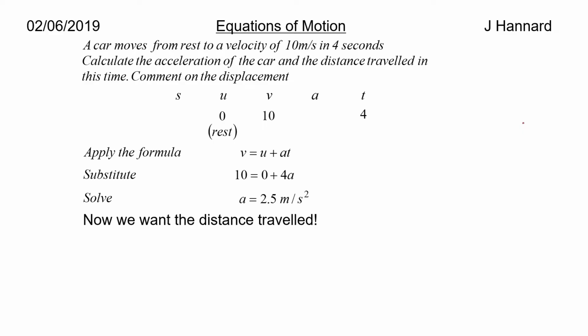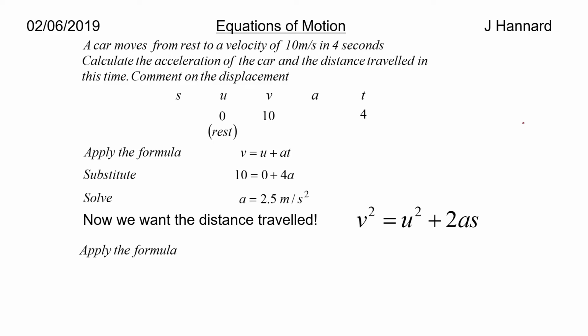Now we want the distance travelled, so we're going to have to use a different formula. We've got v, we've got u, we've got a. You could have used s equals ut plus a half at squared because you've got a and you've got t and u. I prefer having fewer variables, but there are different ways to do this, and the good thing is you'll get exactly the same answer. So I chose to use v squared equals u squared plus 2as.